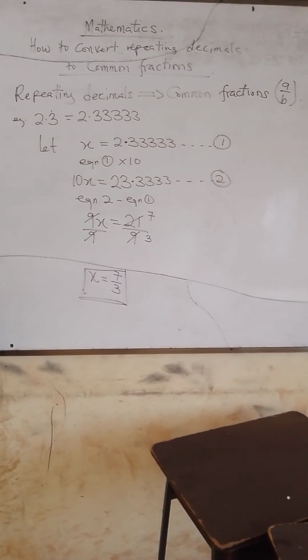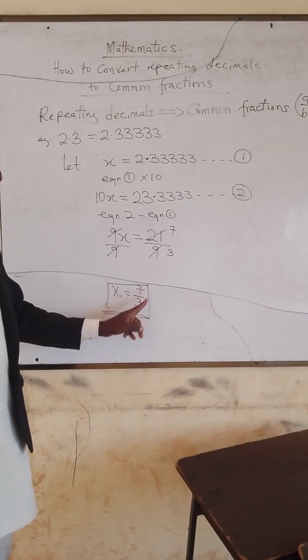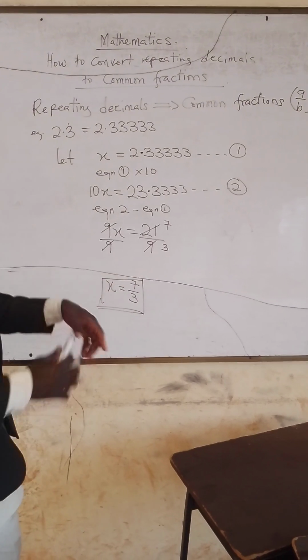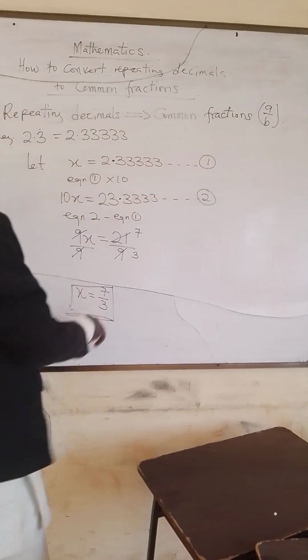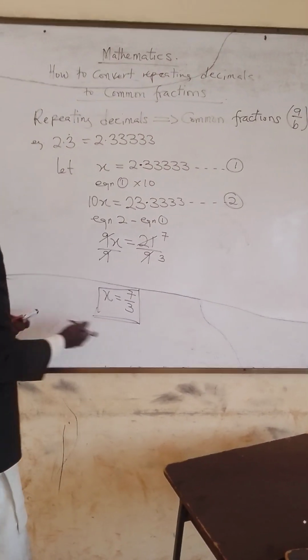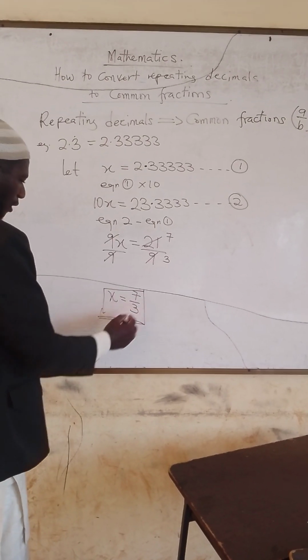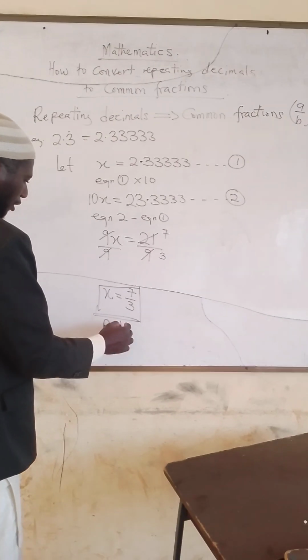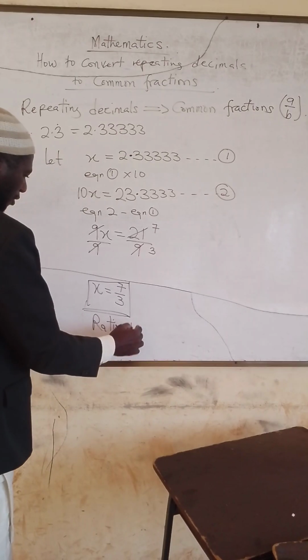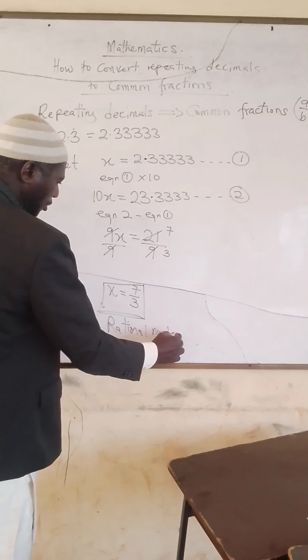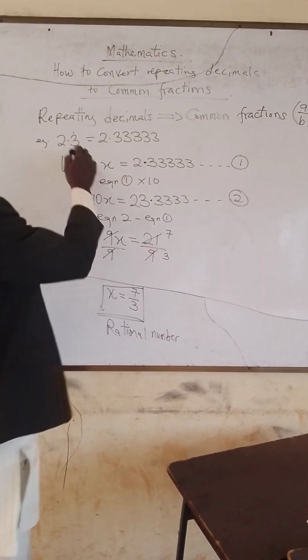Realizing that 7 over 3 is written in the form A over B, which was a repeating decimal, confirms the fact that 7 over 3 is a rational number, which was originally a repeating decimal.